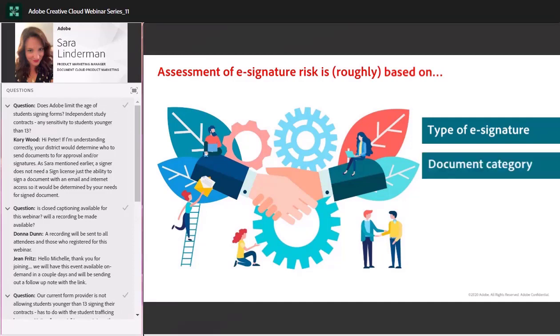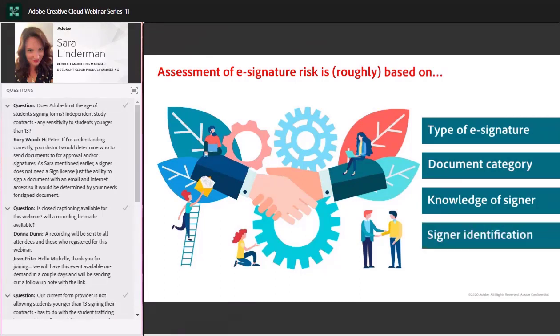To keep things simple, analyzing your e-signature workflows means breaking them down into a few different elements that I'm going to go through here. So first is the type of e-signature that's required to form a legally valid agreement. Second is document category. That's things like contracts with legal or regulatory requirements or those which are at higher risk or higher value to your organization. The third is the knowledge of the signer, by which I mean, how well do you know the signer? Are they internal? Are they external? Are they unknown by your organization? And finally, signer identification, which means which method did you use to identify each e-signature from each signer on that document?